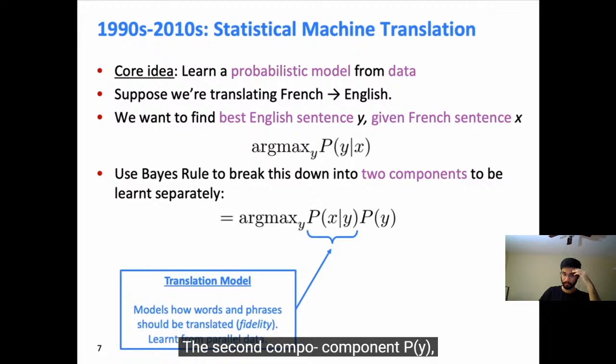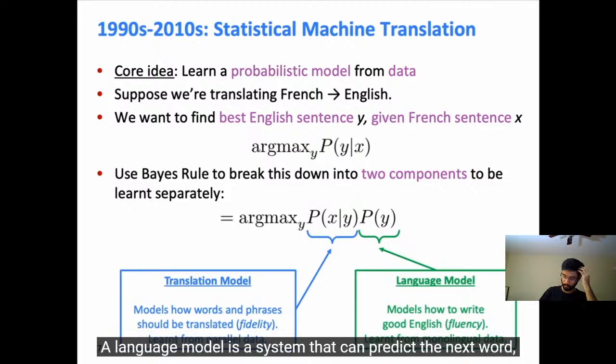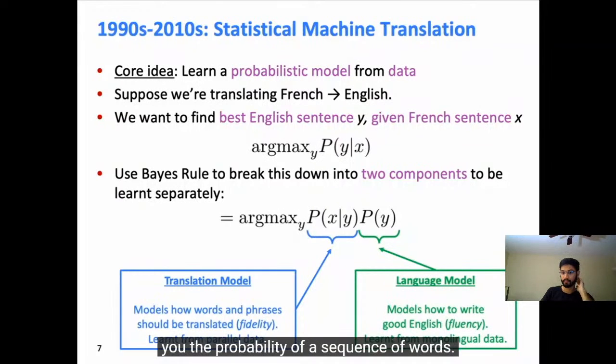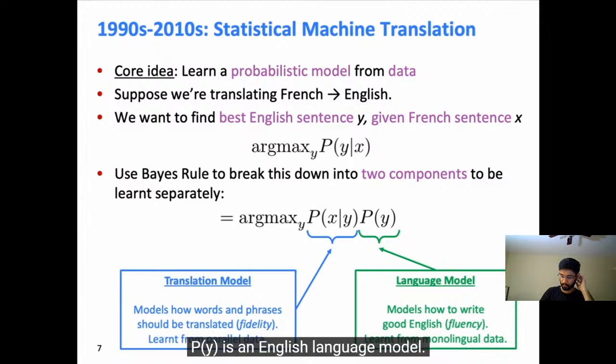The second component, P of y, is just a language model. We learned about this last week. A language model is a system that can predict the next word, but it can also be thought of as a system that tells you the probability of a sequence of words. So here, if we're translating from French to English, P of y is an English language model.